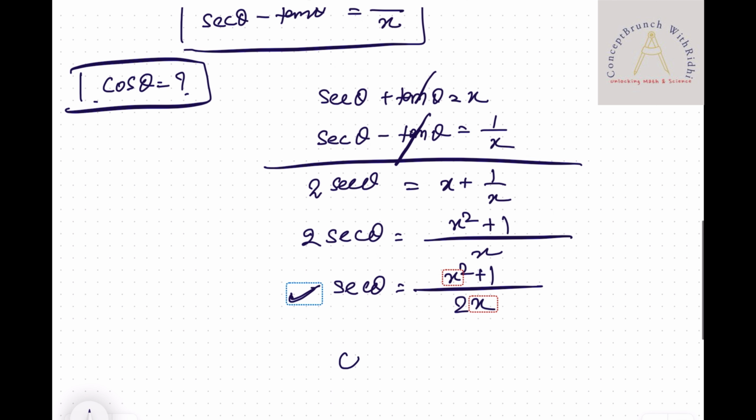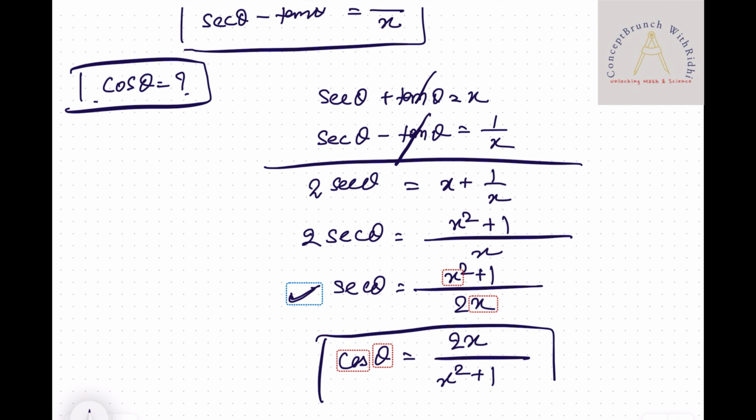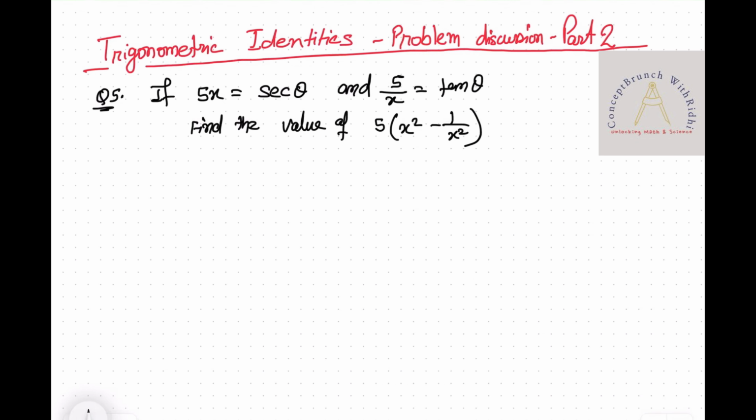So can we write the cos theta value? So cos theta will be what? Just flip it. So 2x divided by x squared plus 1. And this is your final answer. Okay. This is our fifth question.